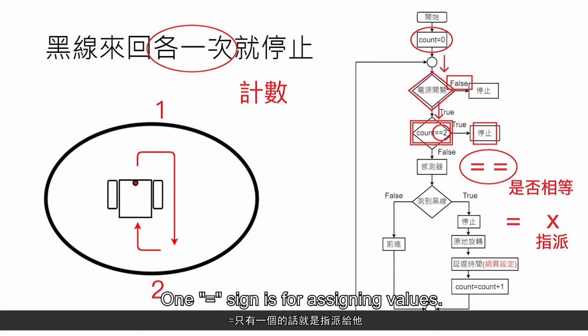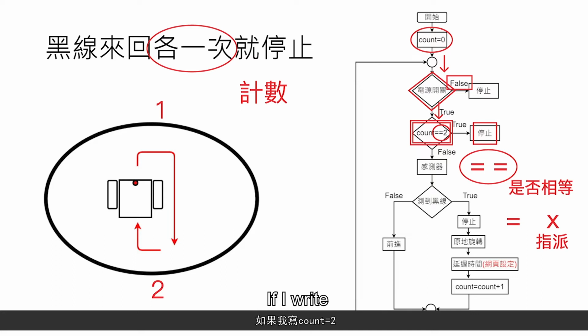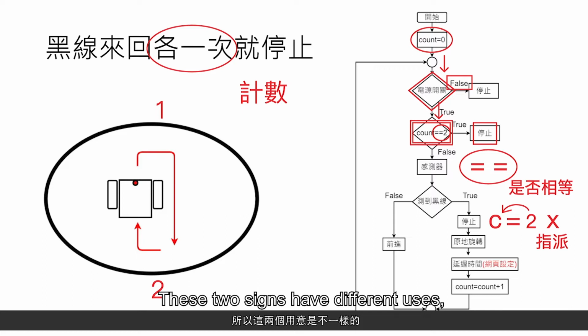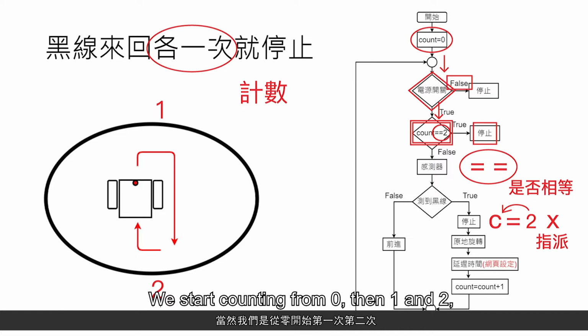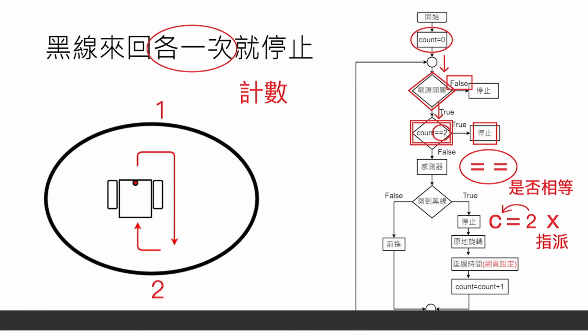One equal sign is for assigning values. If I write count equals 2, it means that a value 2 will be assigned to count. These two signs have different uses. Let me remind you of that. It will ask how many times it has turned. We start counting from 0, then 1, then 2. So we can keep moving down.